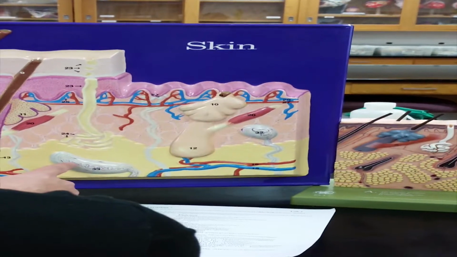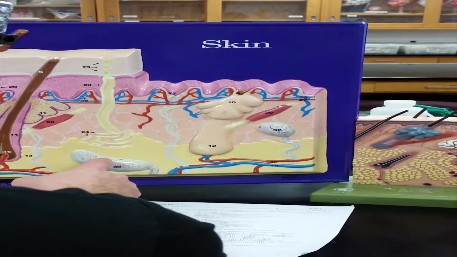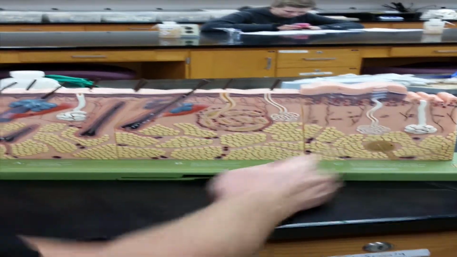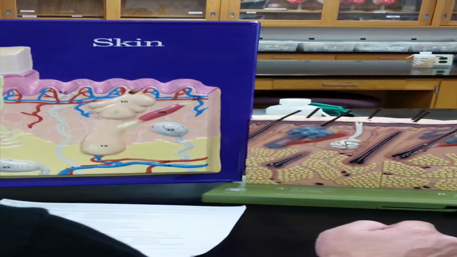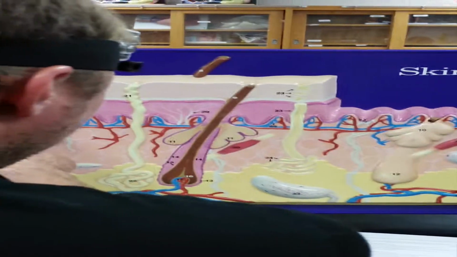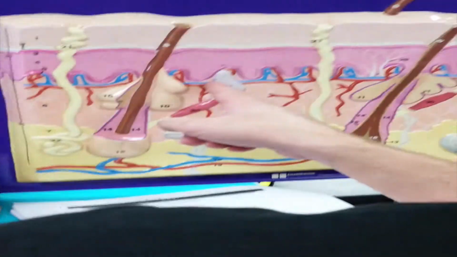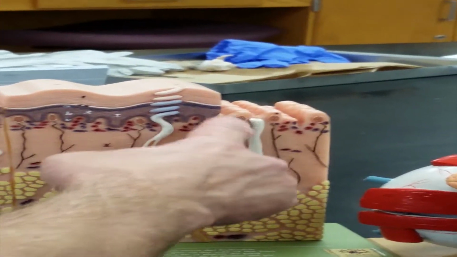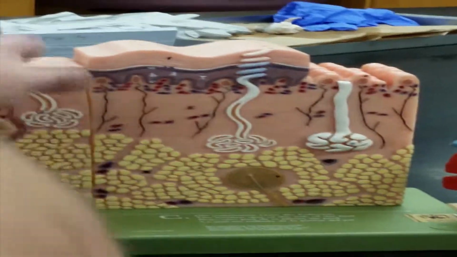Pacinian or lamellated corpuscle. That's the Hubbard model. The Pacinian or lamellated corpuscle on our Samso model. Next one, Meissner's corpuscle. Meissner's corpuscle on the Hubbard. Meissner's corpuscle on the Samso. So these Meissners are going to be within these papillae, those projections there, the skin papillae.